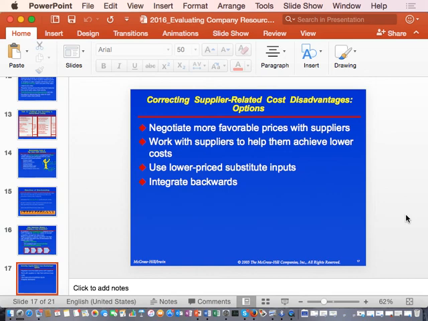Sorry? My guy here in the maroon shirt. What would influence a company's decision to negotiate favorable prices with a supplier? Right, but what would influence their ability to negotiate successfully? Right, the choice is bargaining power.